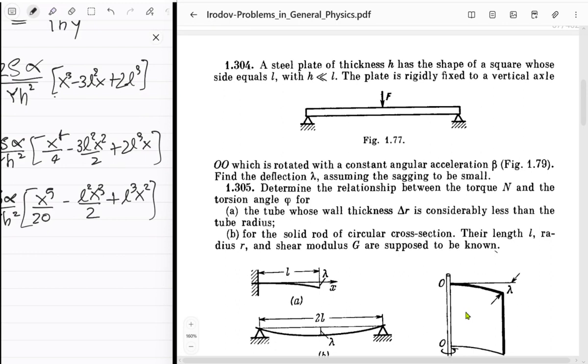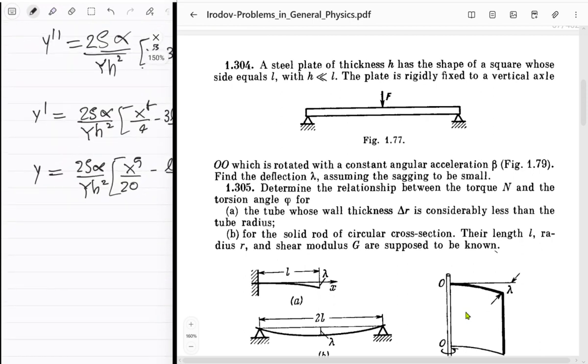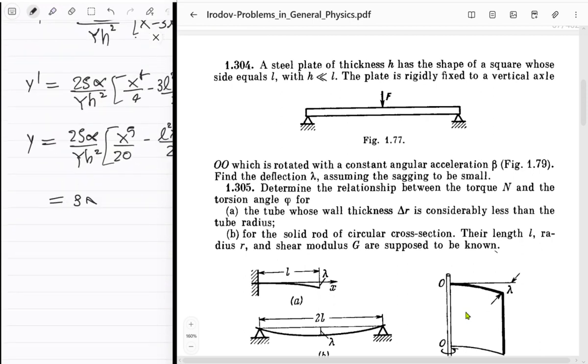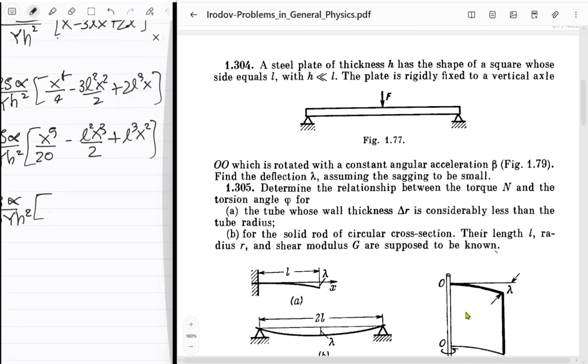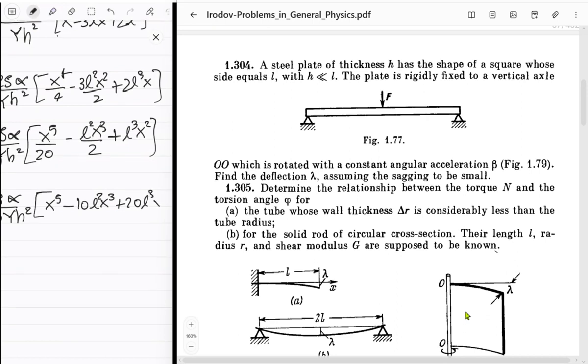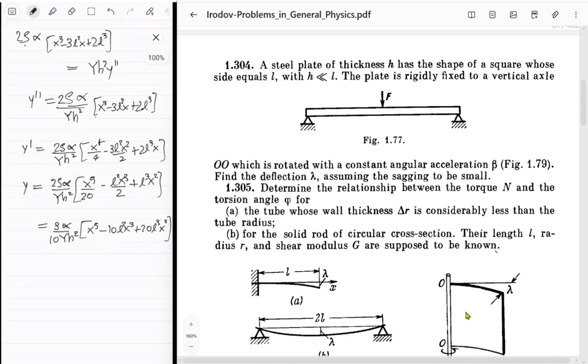Yeah, that should be the thing. So take out that 20, which means it's like rho alpha upon 10 Young's modulus h square. Then you got x power 5 minus 10 L squared x cubed plus 20 L cube x square. Okay, so that's our y value.